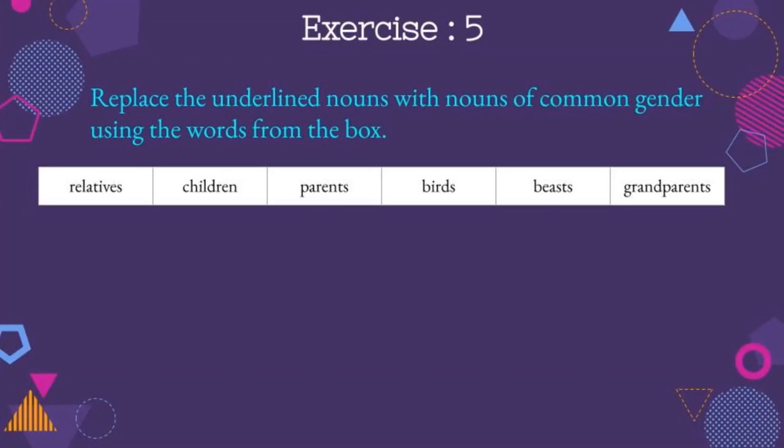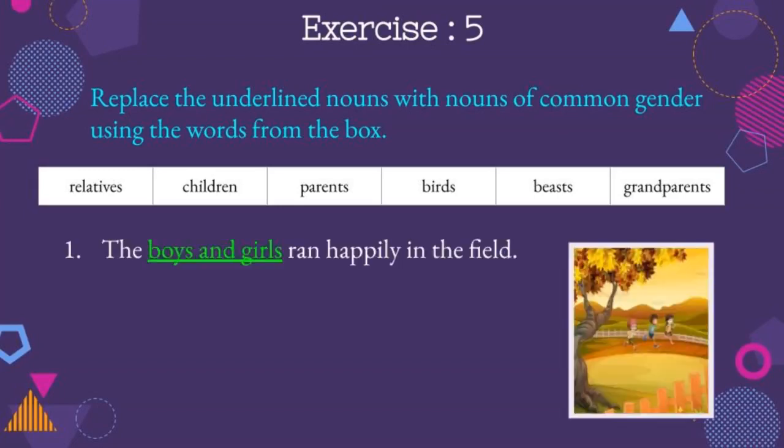Okay. Let's do the first sentence. The first sentence is: The boys and girls ran happily in the field. What is the first sentence? The boys and girls ran happily in the field. What is the underlined word in the given sentence? Boys and girls. Okay, what is the common gender of boys and girls? We can search inside that helping box. Let us see.